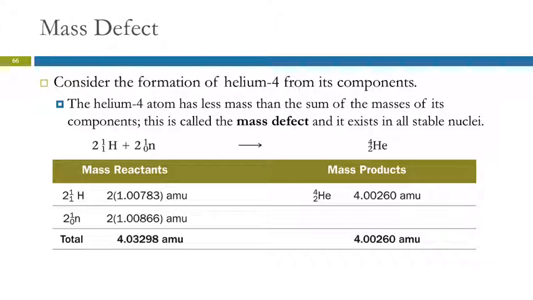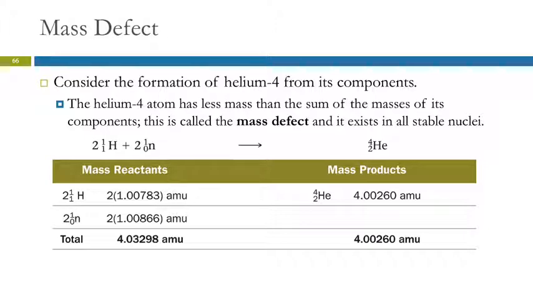Let's look at helium-4. The way we're looking at this here is taking two hydrogen atoms, that's a proton and an electron for each of those, and adding two neutrons. If you put all of those together, you've got the components of helium, helium-4. So we can take the mass of the two hydrogen atoms, the mass of two neutrons, add them together, 4.03298. The actual mass of the product is 4.00260 atomic mass units. So mass has been lost, right? Where did the mass go?